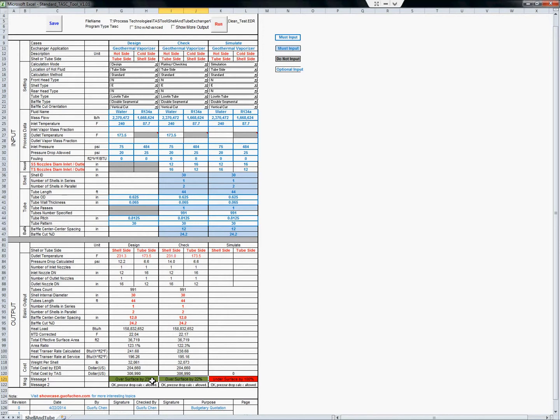You might ask, these geometries can definitely meet the process requirement since we have about 22% margin, but how likely is this heat exchanger going to perform in real life? Good question. This leads us to the simulation mode. You might notice in this simulation mode, the outlet temperature is not specified.